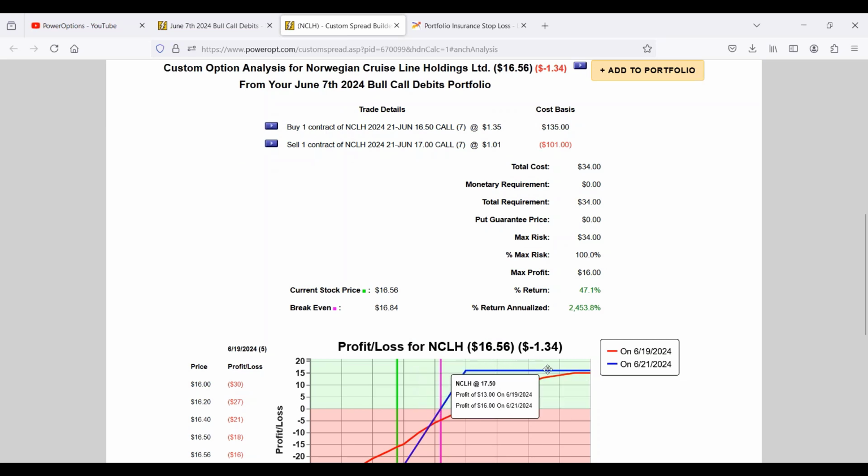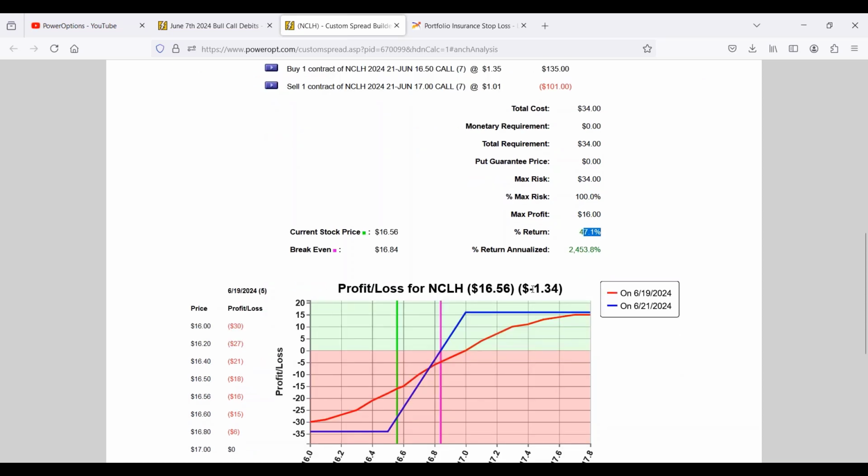If the stock remains above 17, well, essentially if we held it through expiration, what would happen? Our broker would assign us, we'd have to deliver shares of stock at 17, but we have the right to buy them at 16.50. Our debit was 34. We'd get 50 cents back. That does not include commissions at this time. So we'd make 16 cents, $16, off a debit of 34 for a 47% return.